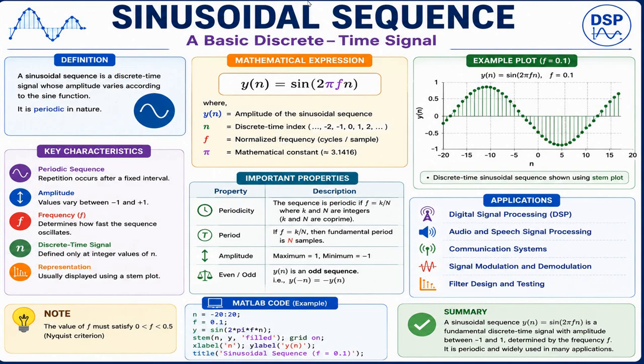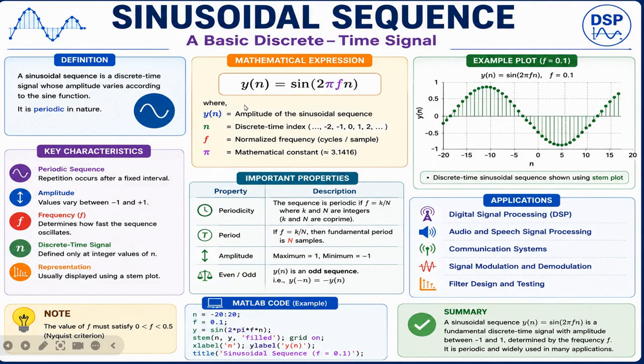Here you can see the definition of the sinusoidal sequence, where the definition states a sinusoidal sequence is a discrete time signal whose amplitude varies according to the sine function and it is periodic in nature. Now, since the signal repeats after a fixed interval, it is called a periodic sequence. And this repeating nature makes sinusoidal signal ideal for representing waves such as sound signals, communication signals, and alternating current waveforms. Next comes the mathematical expression.